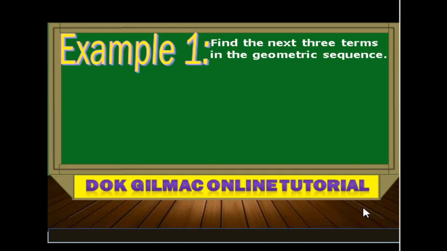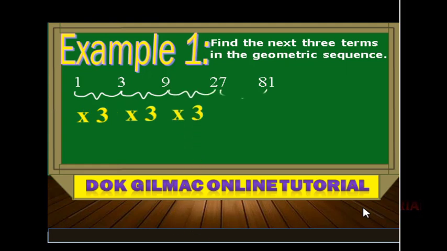Let's have example number 1. Find the next 3 terms in the geometric sequence. Consider 1, 3, 9, 27, and 81. From here, we determine their common ratio. As you can see, 81 divided by 27 is 3, 27 divided by 9 is 3, 9 divided by 3 is 3, and 3 divided by 1 is 3. Or simply, the first term multiplied by 3 gives the second term, the second term multiplied by 3 gives the third term, and so forth.